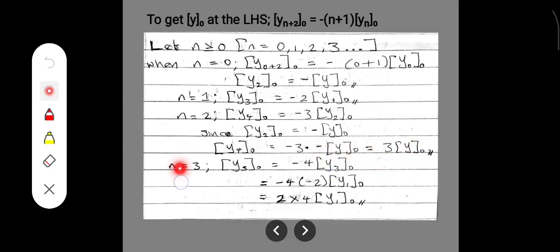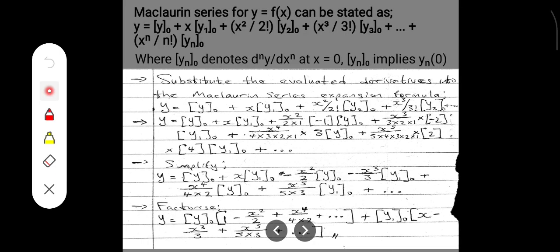Now when n is equal to 3, y subscript 5 of 0 equals, what? Minus 4 multiplied by y subscript 3 of 0. Also, y subscript 3 of 0 can be written as minus 2 multiplied by y subscript 1 of 0. When I substitute that into this equation, I have 2 times 4 multiplied by y subscript 1 of 0. I left it as 2 times 4, not 8, because there is a pattern to review. Now we can review the Maclaurin series formula.